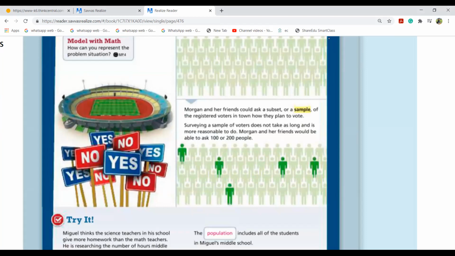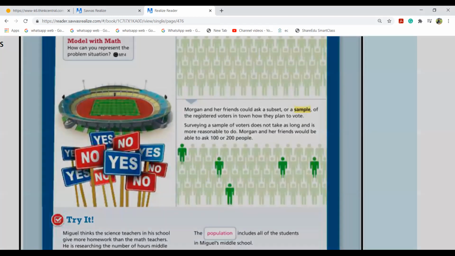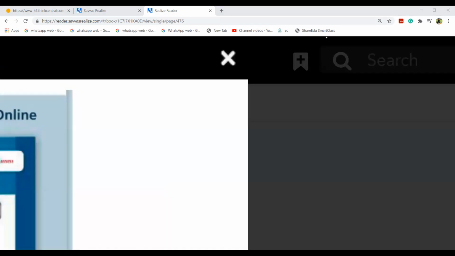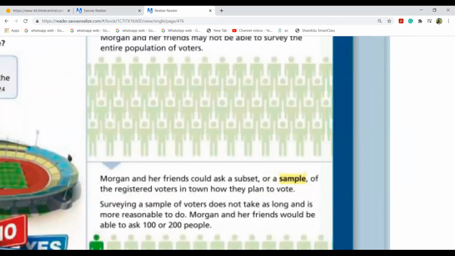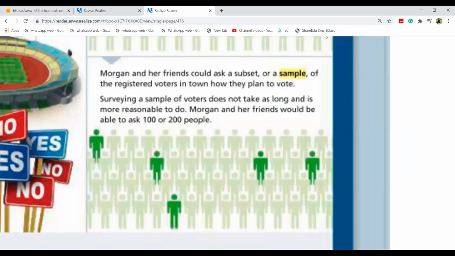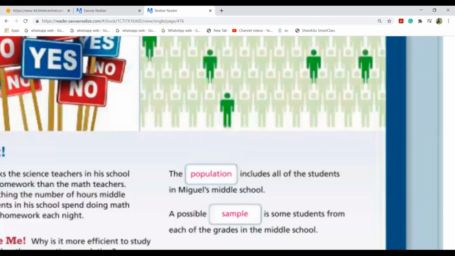Now, Morgan and her friends could ask a subset, a sample. They cannot go to so many people and ask, what are your plans? Are you giving the vote for us or not? So what they do, dear, is select a few random samples from these 2,468. They get a subset, a sample. Surveying a sample of voters does not take as long, so it's more reasonable to do. Morgan and her friends would be able to ask 100 or 200 people.